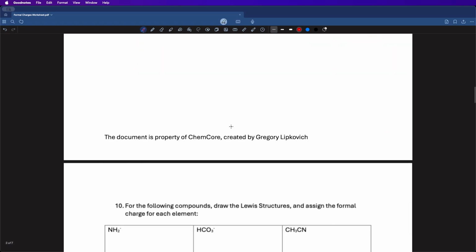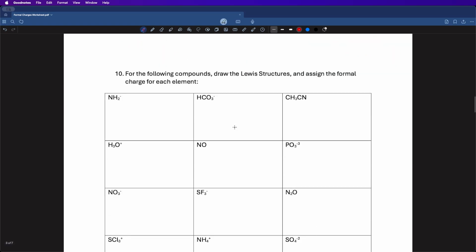Moving on. For each of the following compounds, draw the Lewis structure and assign the formal charge for each element. I'm not going to be really counting the valence electrons to form these Lewis structures. I'm mostly going to be using our HONC mnemonic and a little bit of intuition. But if you struggle with drawing these Lewis structures quickly, take your time and use the valence electrons, count them up, and make your Lewis structure make sense.